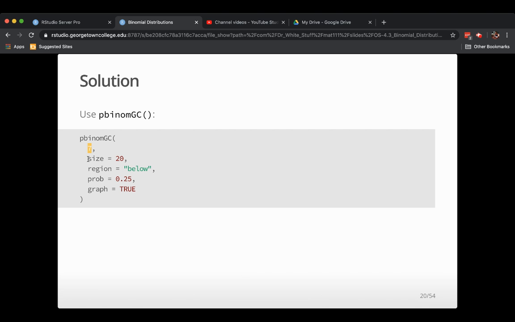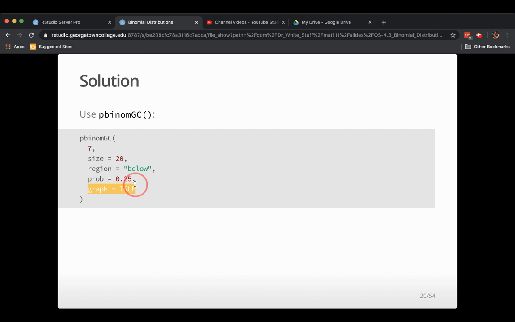Then you need to talk about how many trials are in your binomial random variable, and that's done with the size parameter here. You also need to talk about the probability of success, and that's done with the prob parameter. So you'll need 2 inputs like that. They don't have to come together, but they got to come somewhere. You also got to say region is below, and that cues R into the fact that you want the probability of 7 or less, less than or equal to 7.